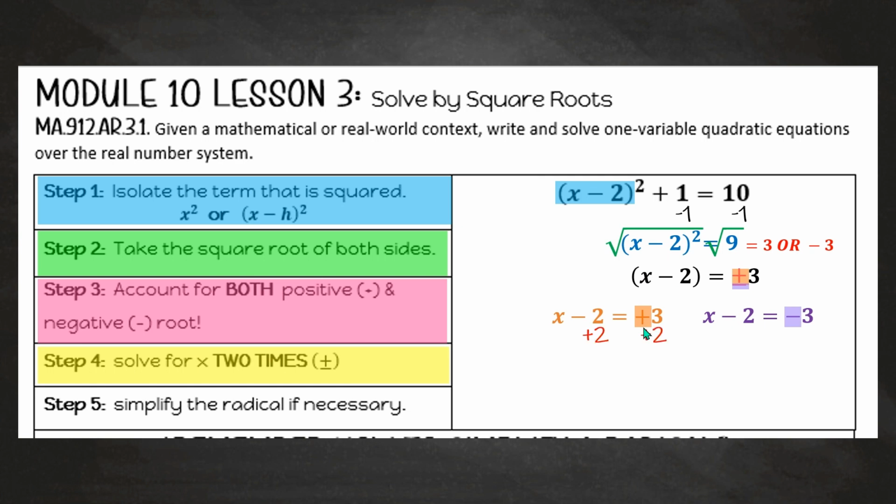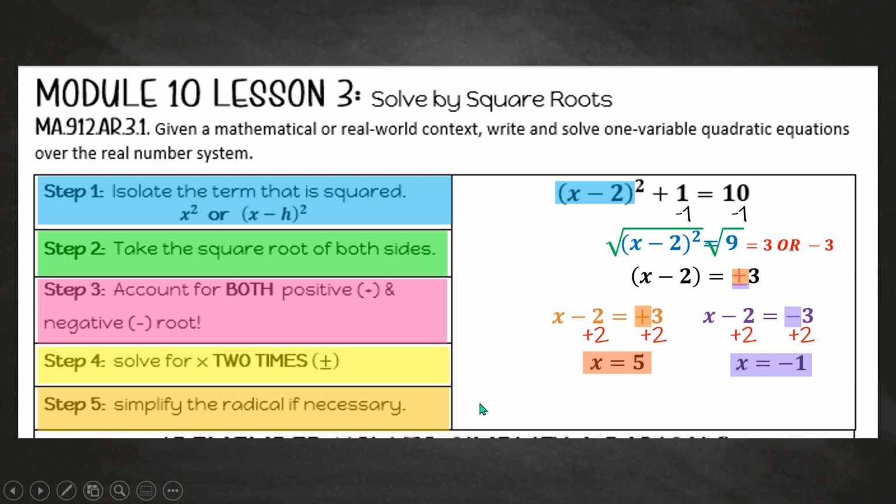So now we're going to solve for x by using inverse operations and adding 2 to both sides, so x is equal to 5. Or we could add 2 to both sides, and x could possibly equal negative 1. So these are the two solutions, two roots or zeros of the quadratic function. This is actually where this quadratic function would cross the x-axis, at 5 and negative 1.